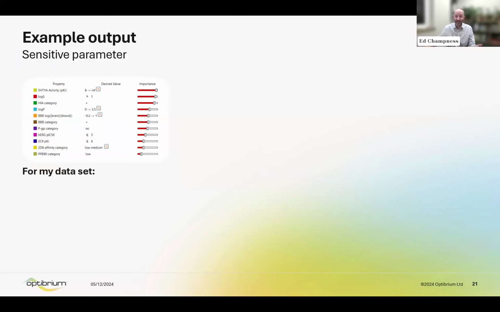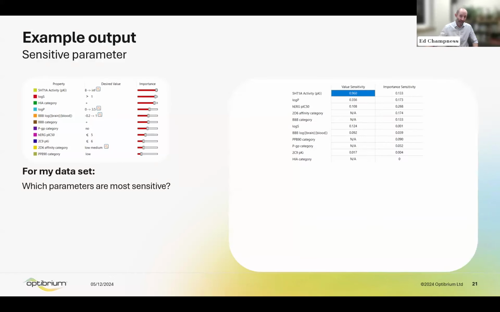And what I'm doing with a sensitivity analysis is thinking about the impact upon my data set. So we're not really doing a sensitivity analysis of the profile itself, but of the profile when applied to the set of compounds that you are analyzing. For my data set, I want to know which of these parameters are most sensitive. So I can run an analysis and see, for each of the criteria in the profile, how sensitive the data set is to the values or criteria that have been specified, and also separately, how sensitive we are to the importances that have been set.